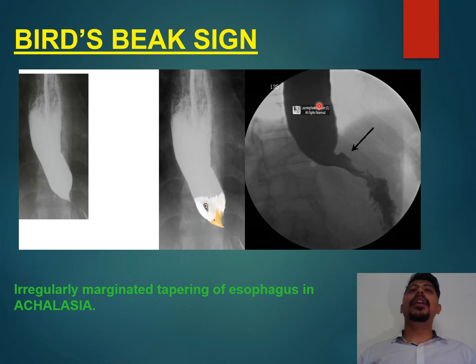So this is the image of a C-arm negative image, where we can appreciate that the proximal and distal esophagus are dilated and there is a smooth tapering of the gastroesophageal junction, seen in achalasia cardia.